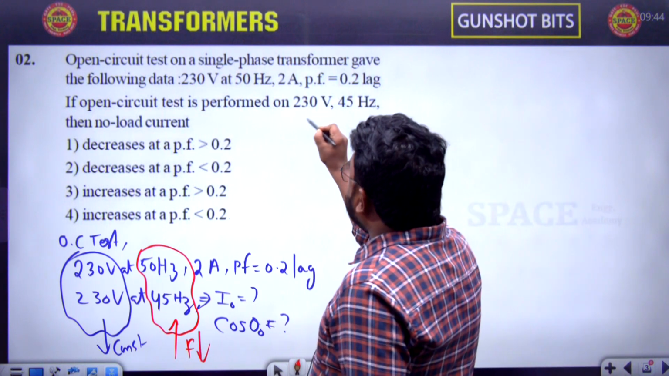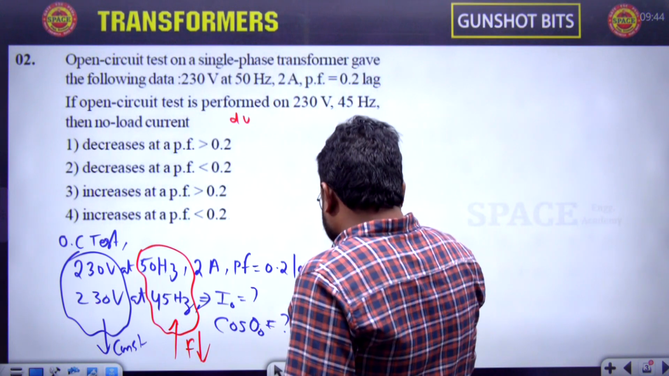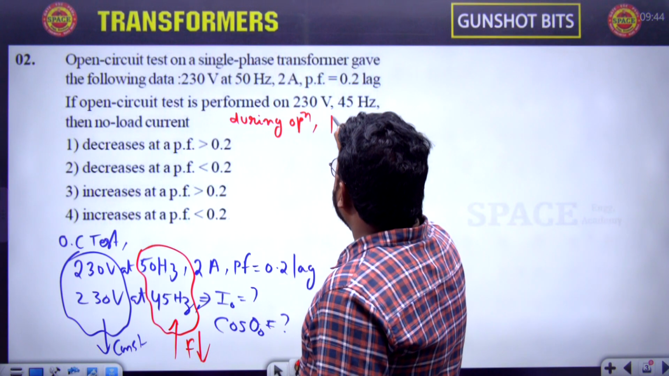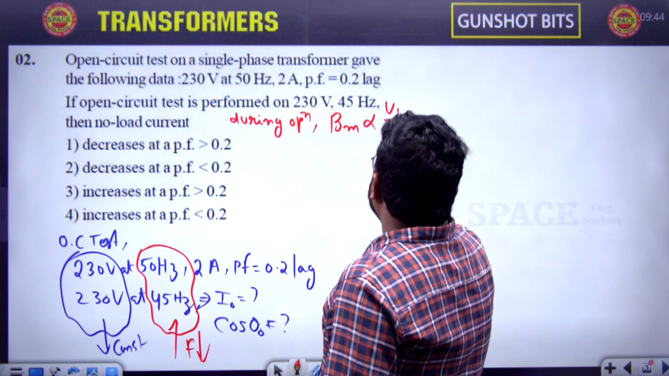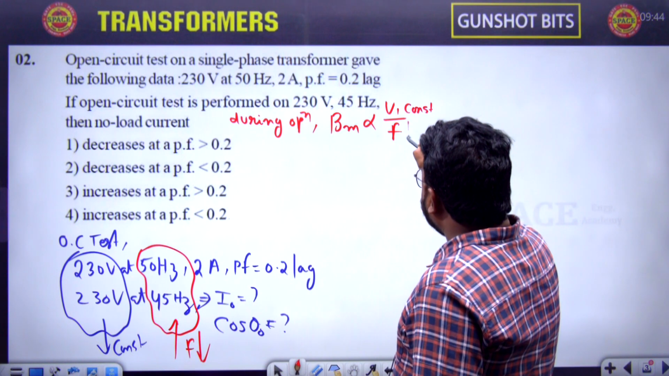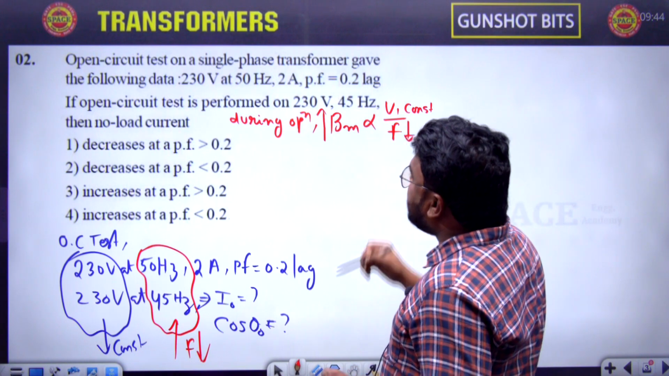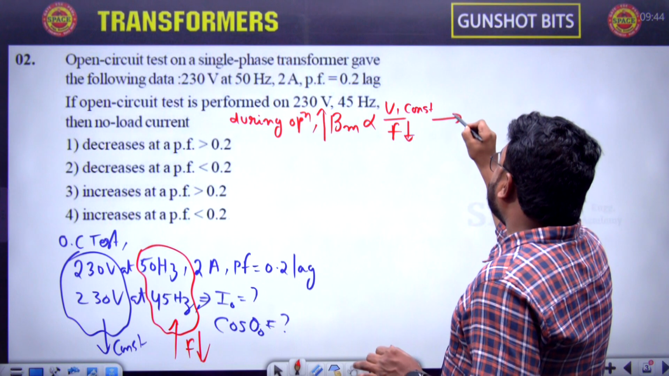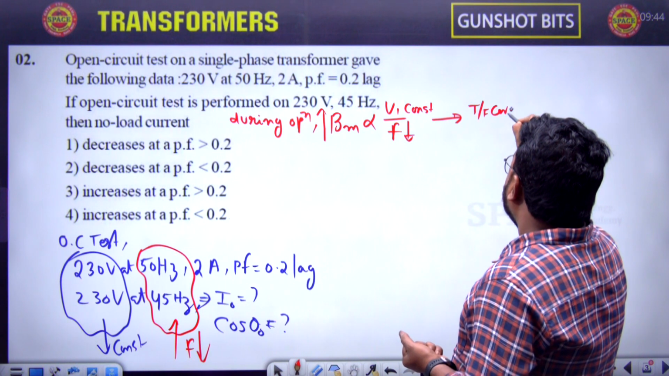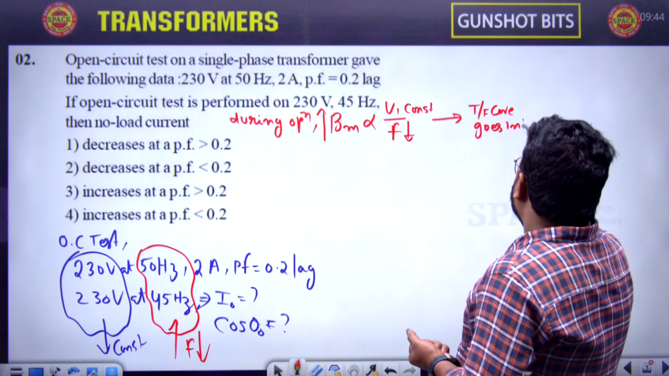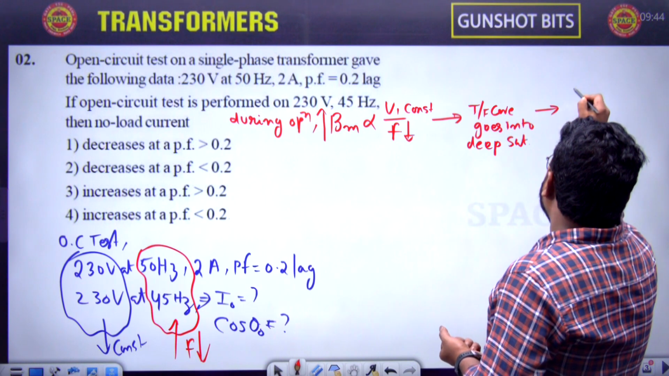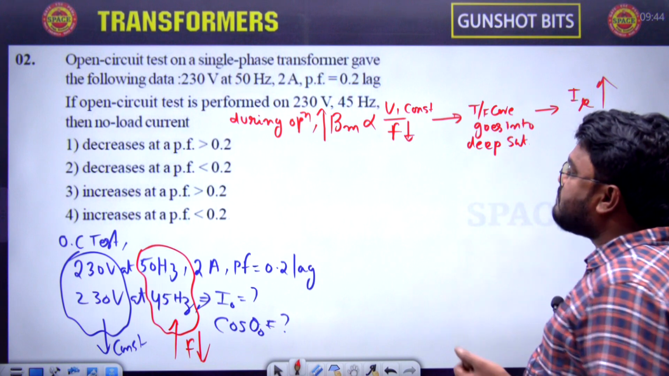We know that during operation of the transformer, the flux density B maximum is directly proportional to the V1 by f ratio. By keeping the voltage constant and reducing the frequency below its rated value, the flux density of the core increases. With the increase in flux density, the transformer core goes into deep saturation, which demands high magnetizing current. Due to this, the magnetizing current of the transformer increases.